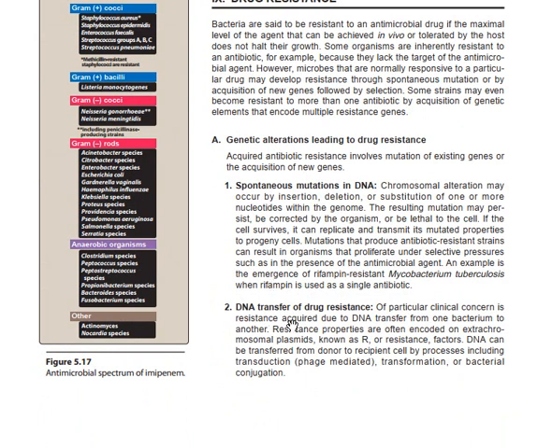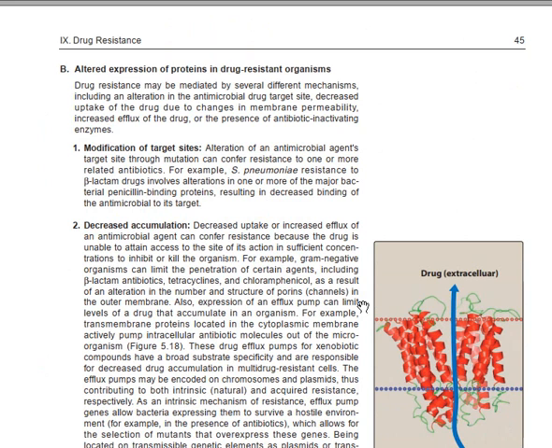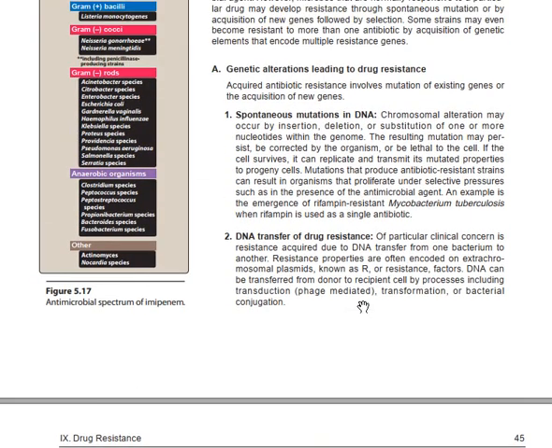The next one is DNA transfer of the drug resistance. When one microorganism has gotten drug resistance, it can transfer its plasmid to another microorganism, such that the other microorganism also has a factor for drug resistance. So those are the genetic alterations leading to drug resistance. The first one is spontaneous mutation of DNA, and the second one is DNA transfer.